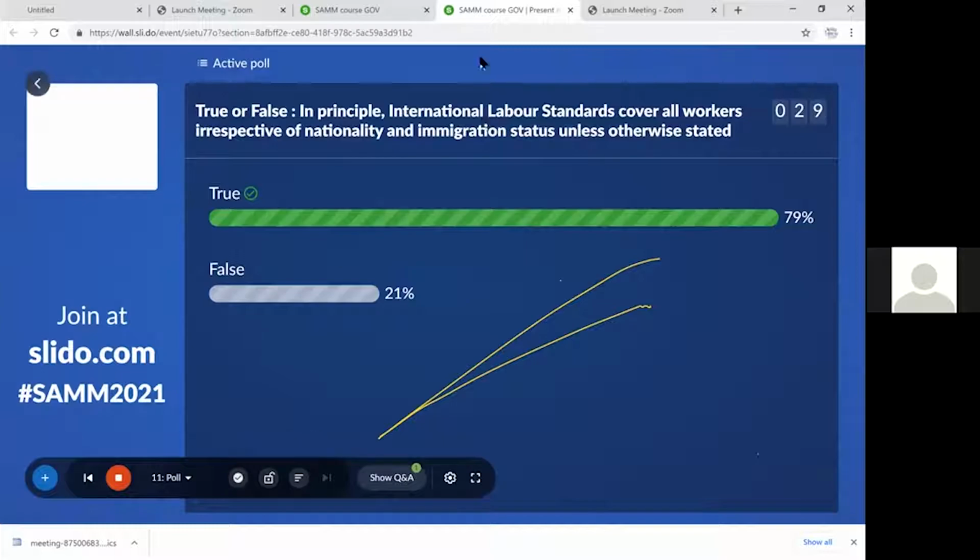So let me stop sharing my screen and let me now move to my presentation, where you will see that some of the elements highlighted in the Slido are also in my presentation.